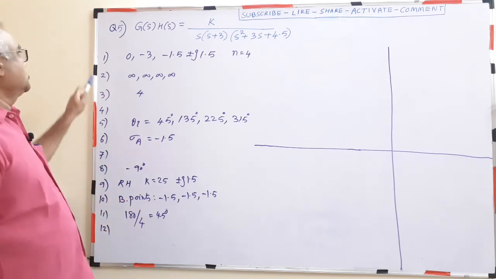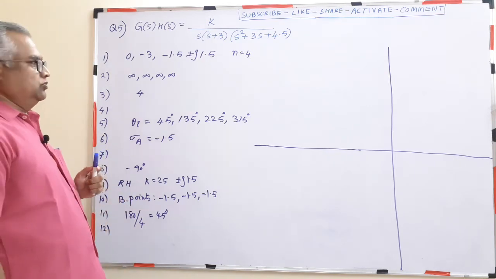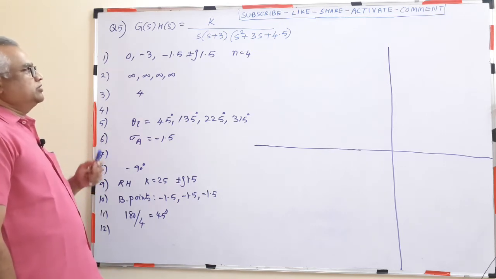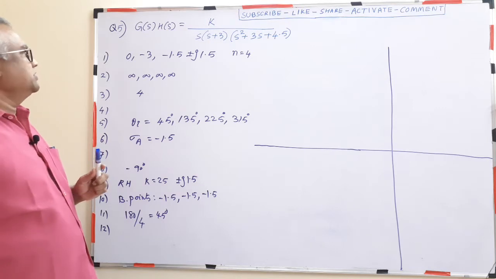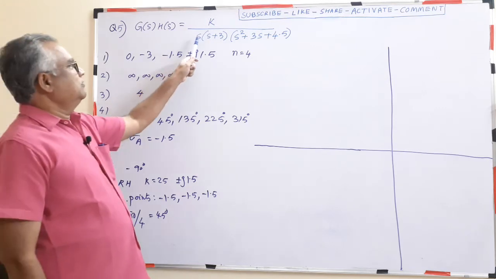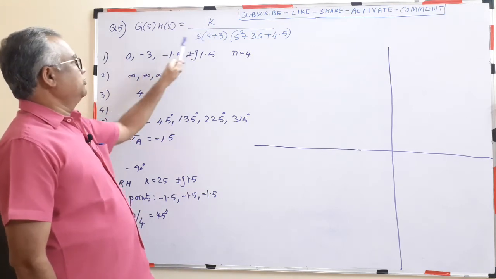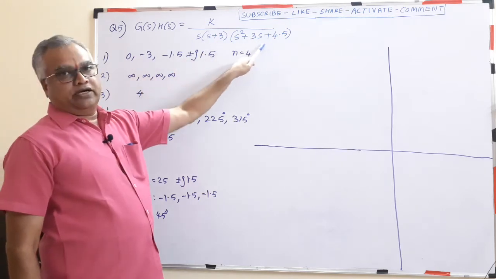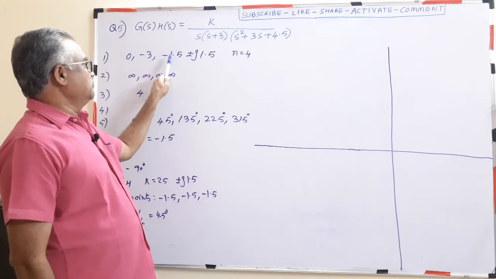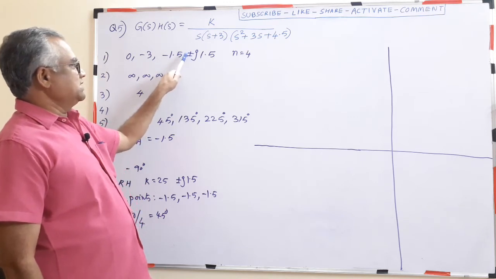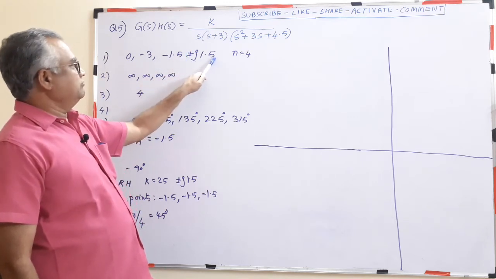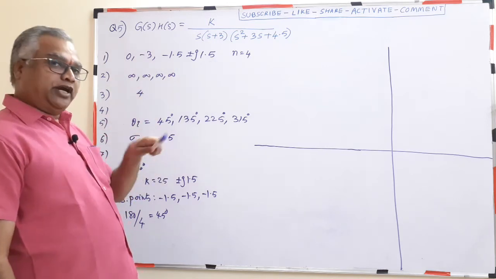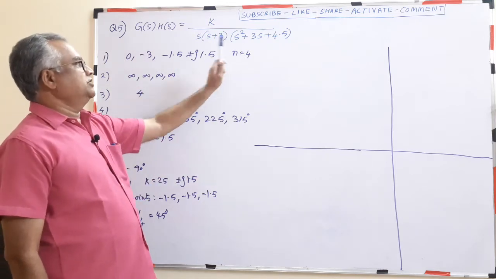So what is the first step? K equal to 0 points on the complete root locus are at the poles of G(s)H(s). What are the poles? s equal to 0, s equal to minus 3. Solve the second order, you will get minus 1.5 plus or minus j 1.5. So in total we have 4 finite poles, so n is equal to 4.